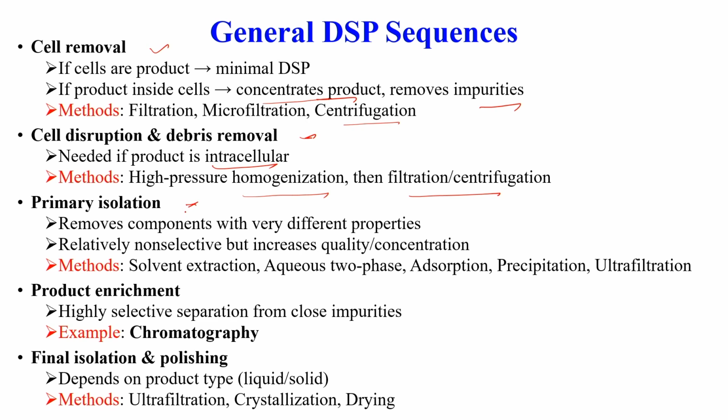Then primary isolation: the methods are solvent extraction, adsorption, precipitation and ultrafiltration. It removes components with very different properties. The whole idea is to raise the concentration of the product. Then product enrichment, where you remove other chemical impurities. Methods with higher selectivity, like chromatography, are used. Then final isolation and polishing. It depends on whether the product is solid or liquid, and a few methods for this step are ultrafiltration, crystallization and drying.